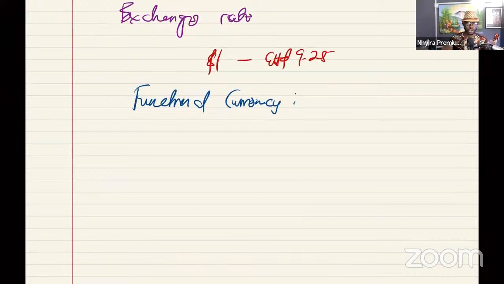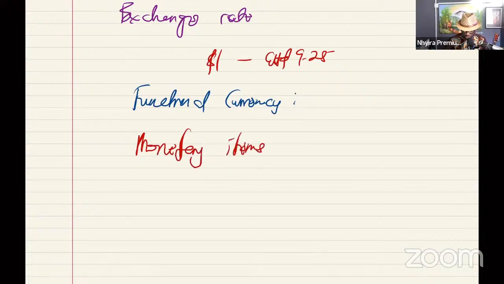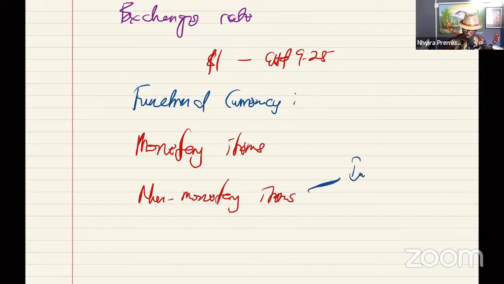Then we need to also look at issues relating to monetary items and non-monetary items. In simple language, items such as inventories, property, plant, and equipment are referred to as non-monetary items, because they cannot directly be converted into cash.